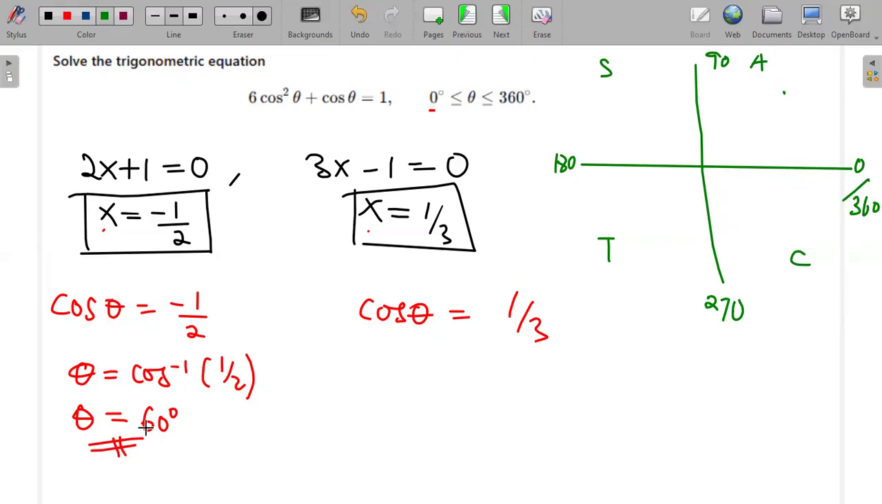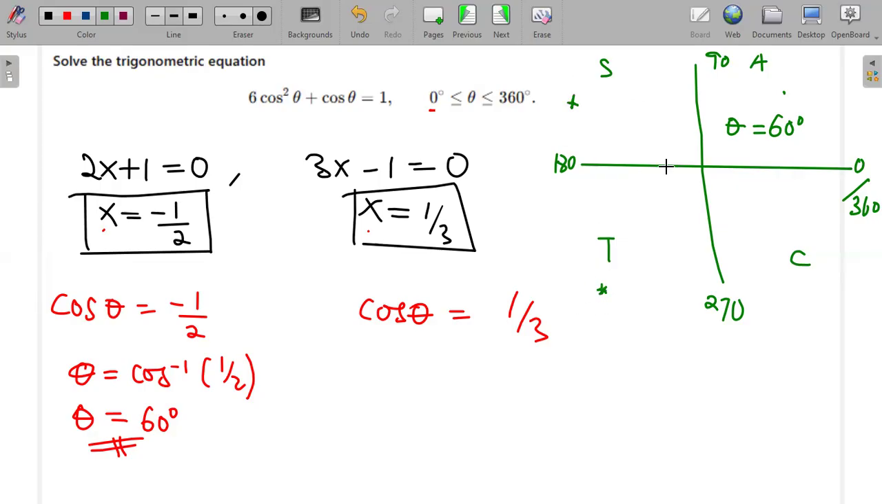So the angle that I found is 60, meaning this angle is here, in the first quadrant. But here you can see that this one has a negative. So to find the angles that satisfy this equation, I'm going to find the angles in the quadrants where the cos is negative. The cos is negative here and here, in the second and third quadrant.